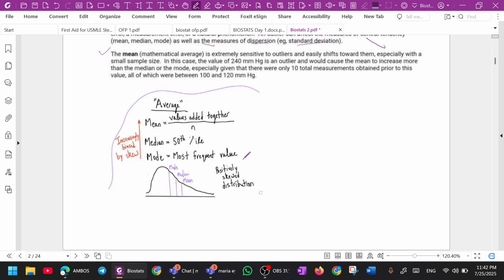And this is positive skew. In positive skew, the tail is positive; the mean is in the tail, then the middle one is the median, and the mode is the topmost. I think positive skew just means that the tail is going to the positive side, and this is the negative and this is the positive. The tail is going to the positive.